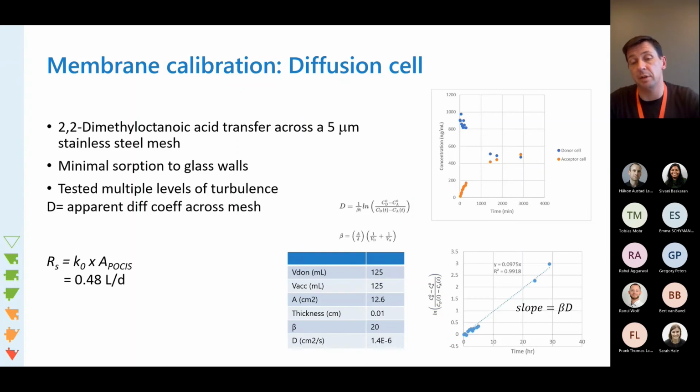So in this system, we've run, for example, in that case, multiple levels of turbulence, because again, in a test like this, you will have a mass transfer resistance in the membrane in the middle, but depending on how fast the system is agitated, you will also have some boundary layer developing at the surface of the membrane on each side. So all these need to be taken into account.